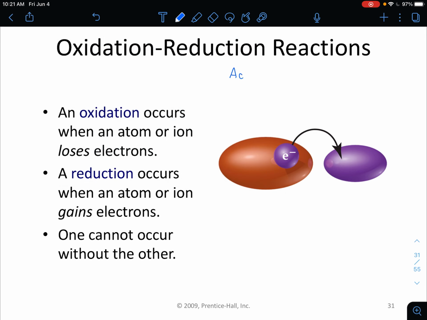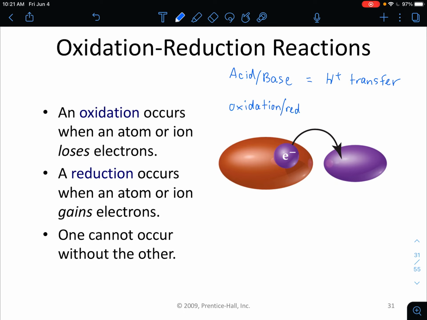So acid-base, that's the transfer of a proton from acid to base. And in oxidation reduction, now we're looking at electron transfer instead.